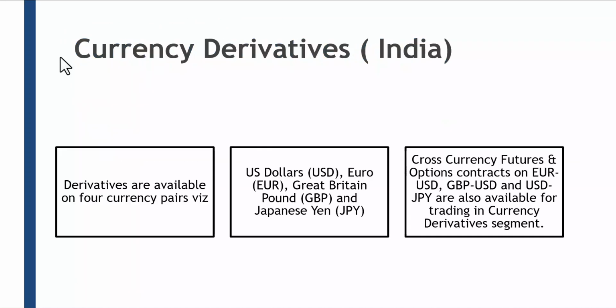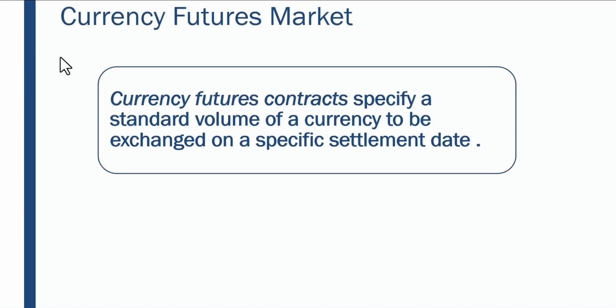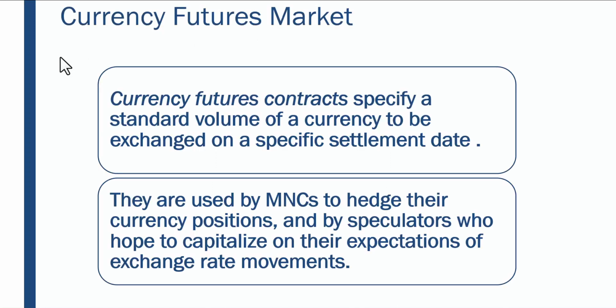So this we have already done. Currency contracts are in 4 pairs. Some cross currency pairs are also available, which are Euro USD, Pound USD, and USD Japanese Yen. So you can even use them. Just can you read?